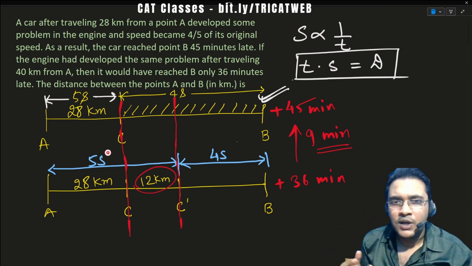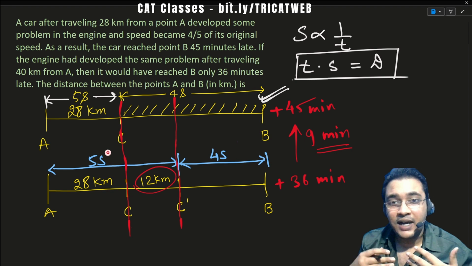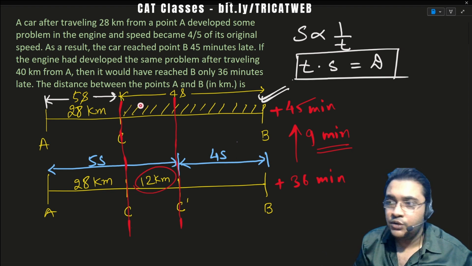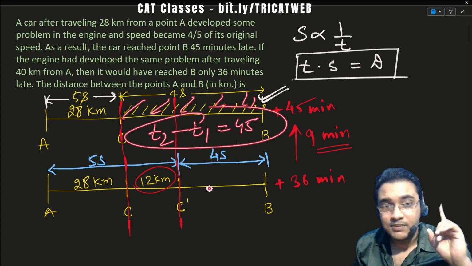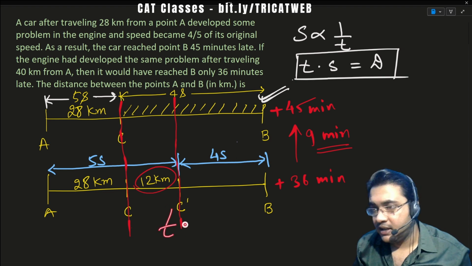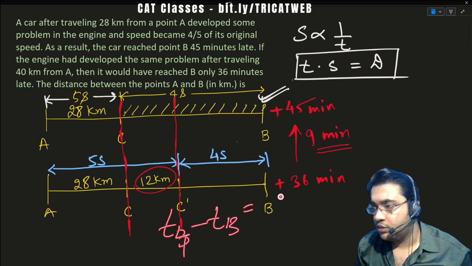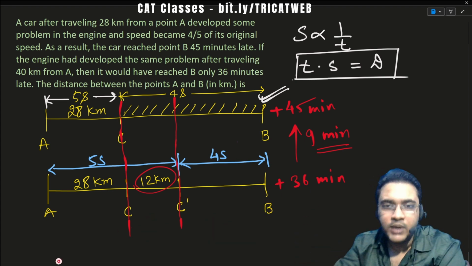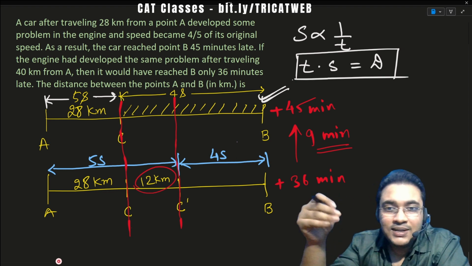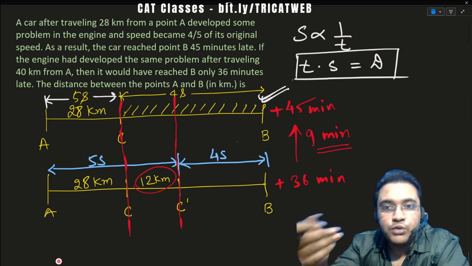This is logical, but if I have to tell it mathematically, whatever is going to be T2 minus T1, what is T2 minus T1? T2 minus T1 is 45. This is my equation number 1, and in the next case it will be T3 minus T4 is equal to 36. These are the two equations that you will be solving and you'll get the answer. What is T2 minus T1? Time 2 is the reduced speed, time 1 is the usual speed.